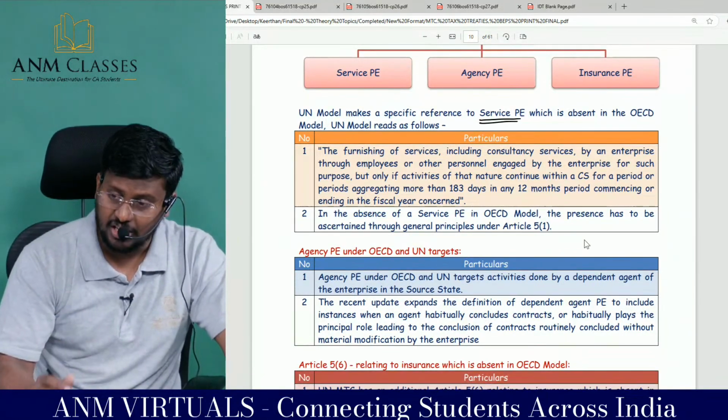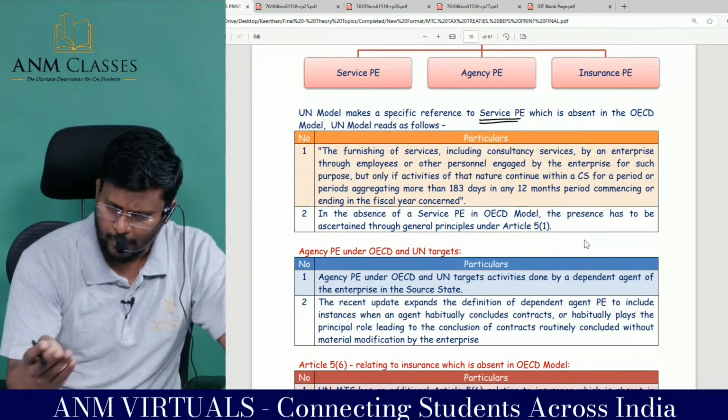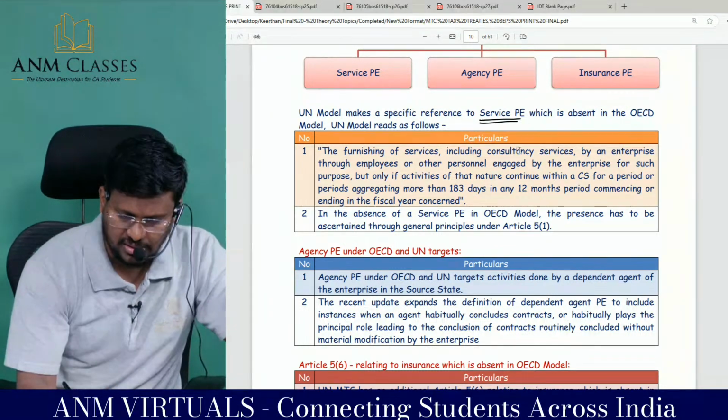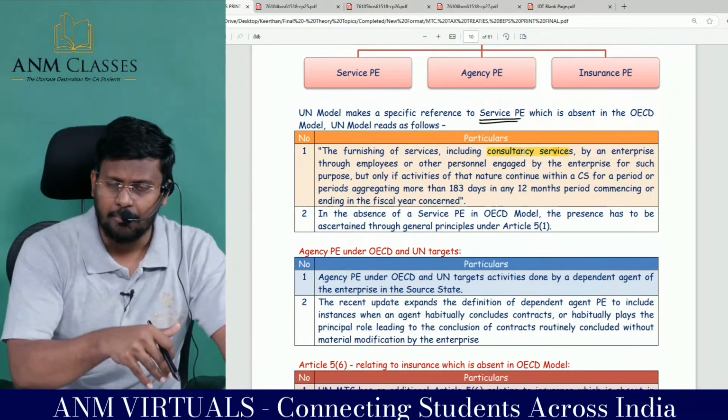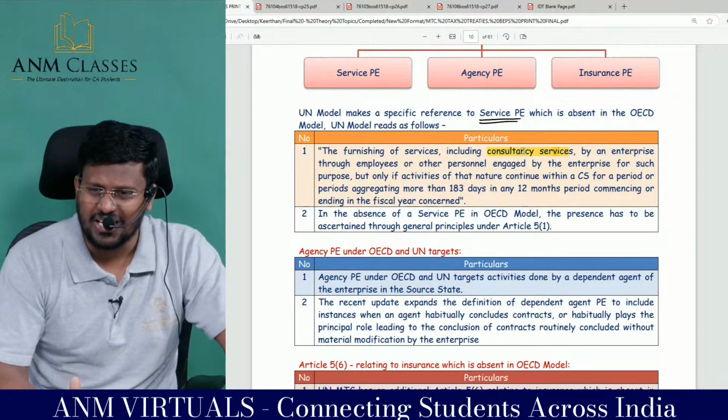What the UN model is saying is that the furnishing of services, if you are providing services, including consultancy services. For example, after you become a chartered accountant, in this November you are going to Dubai and you are going to set up an office in Dubai.